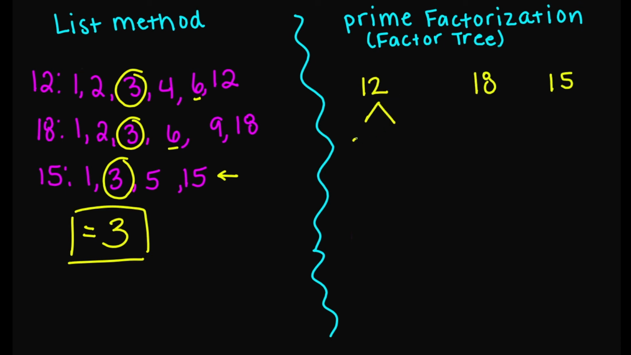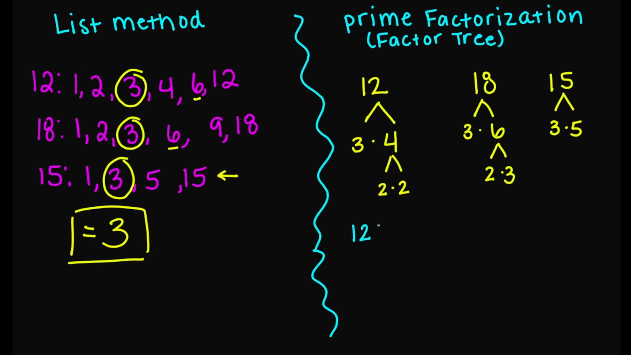So 12, you have 3 times 4. 4 is going to be 2 times 2. 18, you have 3 times 6. 6, we break it down to 2 times 3. 15, you have 3 times 5, and that's it. Can't break it down any further. So let's go ahead and list this.